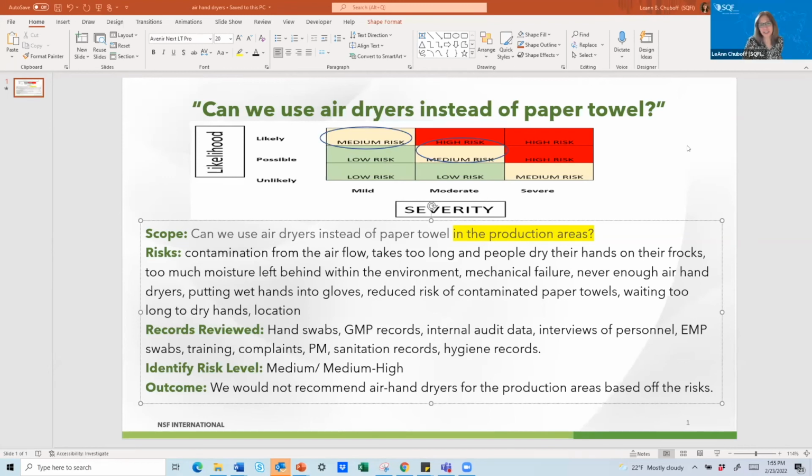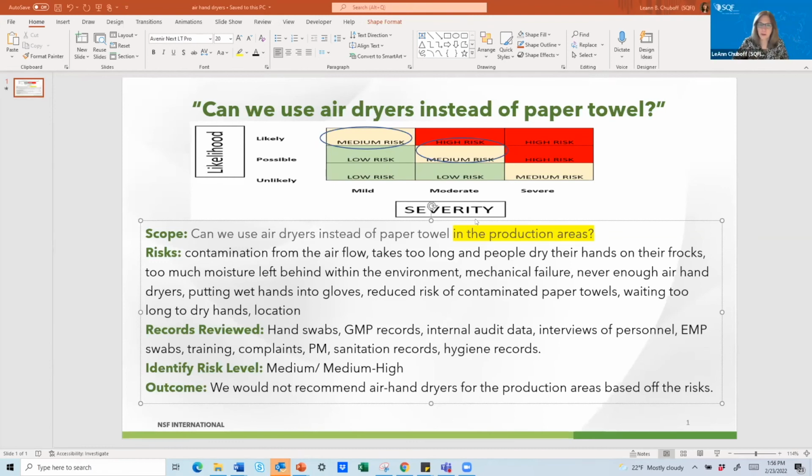Okay, so our question was, can you use air hand dryers instead of paper towels? And that was just the generic question. But then, Jeff, as we were going through the scope, we realized we needed to expand our scope, because can you use them just in the toilet areas or in the production areas? That identified different risks depending on where the air hand dryers were. At first, I was going down the easy route: can we use them in the bathrooms? Somebody said no, let's go into production. I was like, okay, challenge accepted.